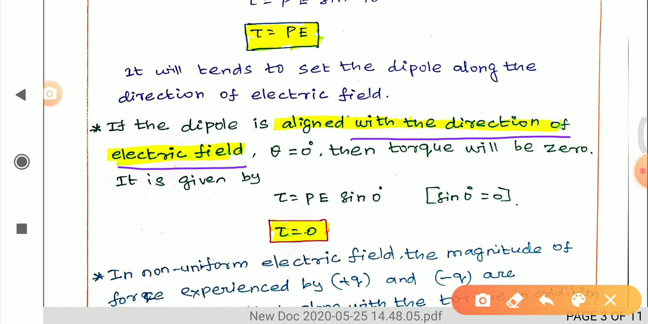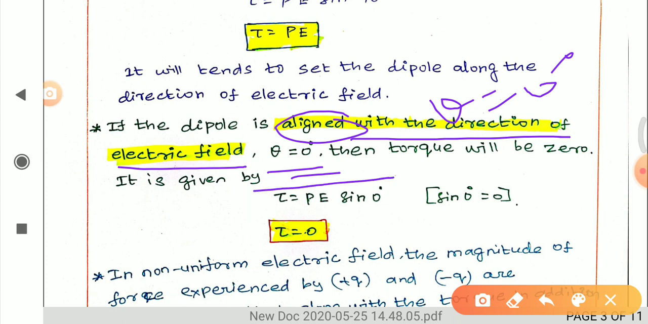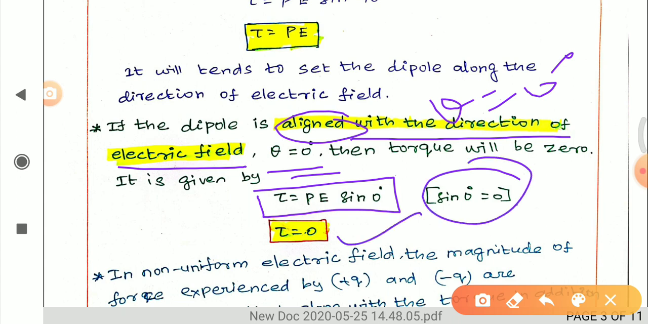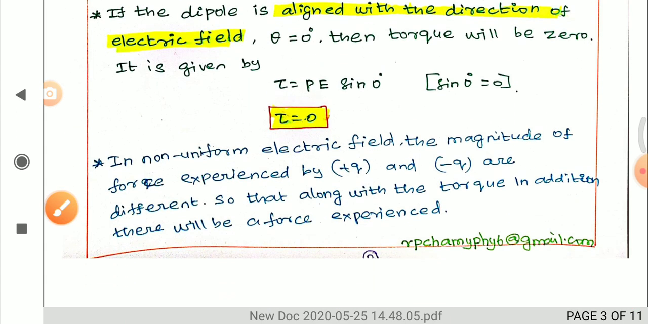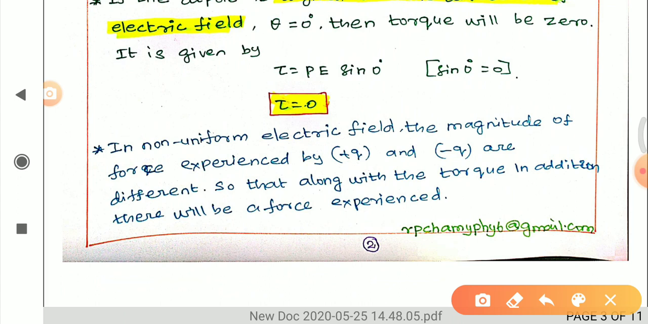Aligned means coincide. So theta value is equal to what? 0. Sin 0 is equal to what? 0. So tau is equal to p sin theta; it is the general formula for magnitude. Sin 0 is equal to 0, so the total term will be 0. P E into 0, anything into 0 is equal to 0. So the torque value will be equal to 0 if it is aligned with the electric field.